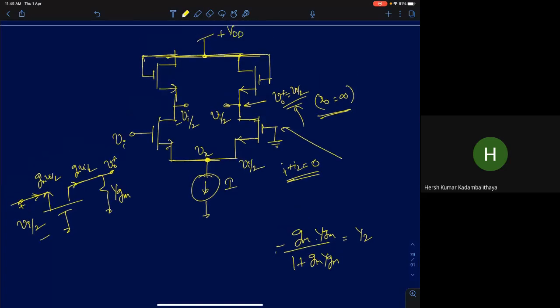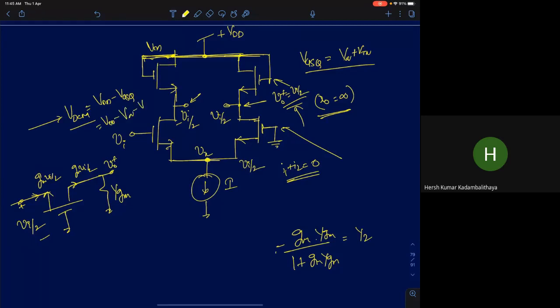And what is the DC voltage here? Let's assume both these NMOSs have a DC VGS of VGSQ, given by VOV plus VTN. So what will be the DC voltage at the output, the common mode voltage at the output, VOCM? Can I say it is VDD, the voltage at this point, minus VGS, which is VDD minus VOV minus VTN. That's the overall voltage here.